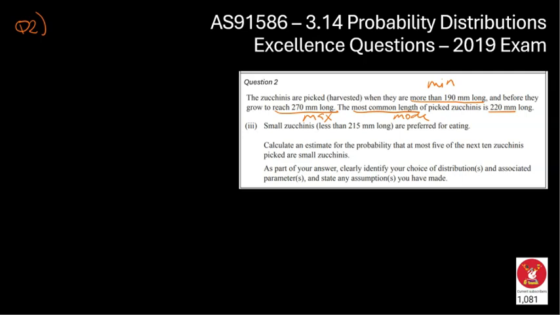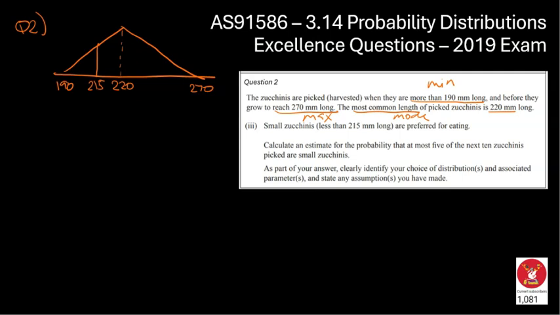So let's sketch that out before I read the rest of the question. So there's my x-axis, there's my peak. As I said, they've got to be picked when they're 190. They can't go for more than 270, and down the middle, we've got a peak of 220. So small zucchinis, which are less than 215, are preferred for eating. So let's draw that on my axis. Let's draw 215 here. Not to scale. So these are the preferred ones.